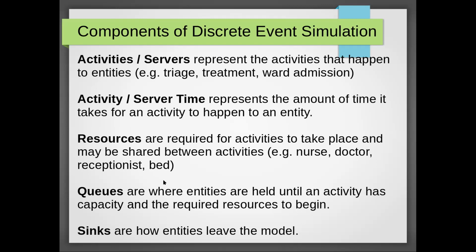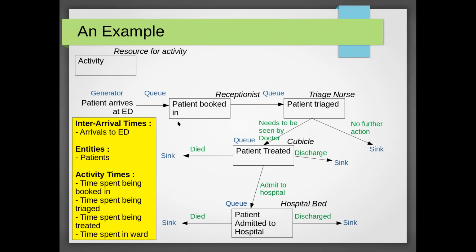Then we've got queues. Queues are where your entities are held whilst they're waiting for an activity, until that activity has capacity and the required resources to begin. And then lastly, we have sinks, which are the exit points of the model. They're the opposite of generators. The generators bring entities in, and sinks are how they leave. I'll talk a bit more about all of these things as we go on.